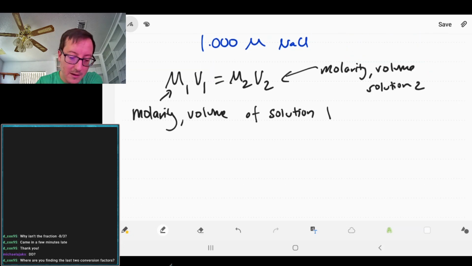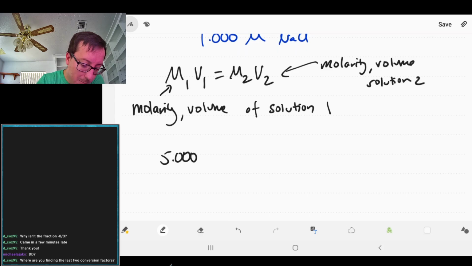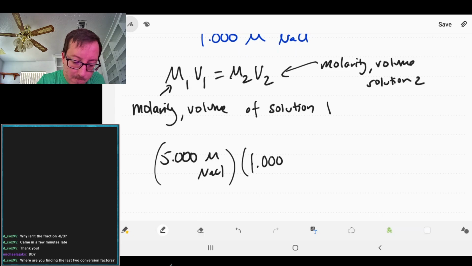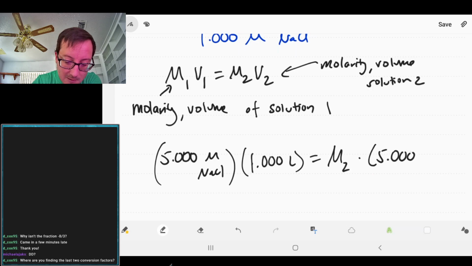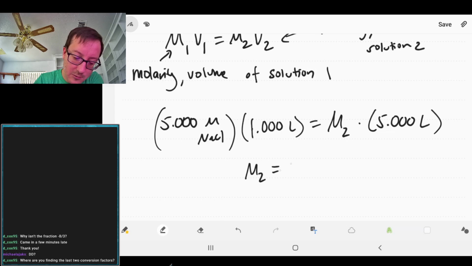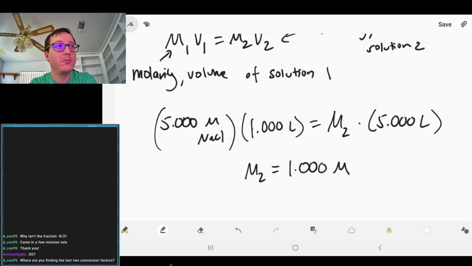And so here we might say, okay, well, I had 5 molar sodium chloride, and I had 1 liter of that. That's what I started with. To find out the new concentration, we don't know the concentration, but we know our new volume is 5 liters. And so as a result, solving for M2, we get 1 molar. So I diluted my solution.